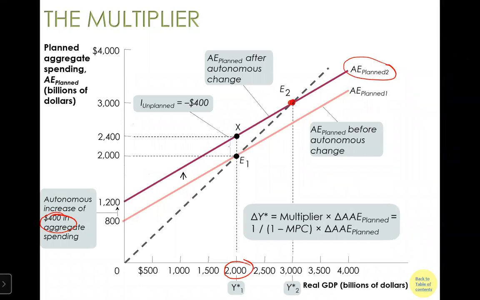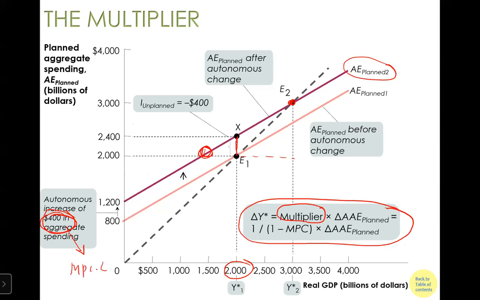And then if we look at the horizontal difference versus the vertical difference, it's different. The difference is largely because of the slope. Mathematically, we have this relationship, and the key thing is this is a multiplier. How does this work? There's an increase of 400, but this 400 is going to lead to a further increase, MPC times 400, and then MPC times 400 times MPC, and so on and so forth. So there's a multiplier.